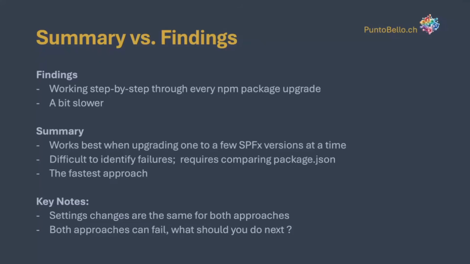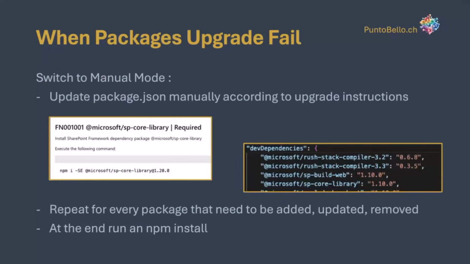So what should you do next, or what do we do next? I just call this switch to manual mode. So basically, you just go into the package JSON and you do the upgrade manually. You write, for every package, what to add, update or delete directly in the package JSON. And at the end, you run npm install. So you can avoid some compatibility problems between packages which are related to other packages.